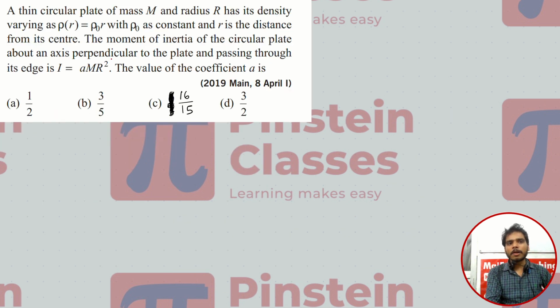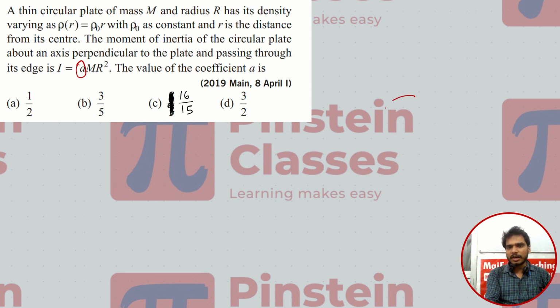In this problem, it is asked that a thin circular plate of mass m and radius r has density varying as rho equals rho naught times r, where density is varying with r. So the moment of inertia of the circular plate about an axis perpendicular to the plate passing through the edge is I equals A mr square. We have to calculate the value of this A. When this problem came in 2019, they gave the wrong answer. The correct answer was 16 upon 15. So we will calculate how it is 16 upon 15.